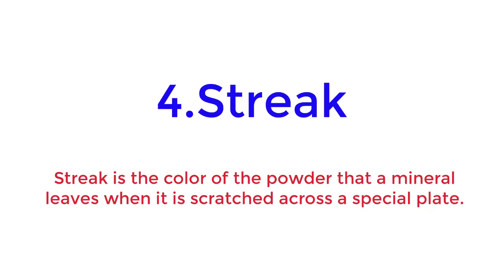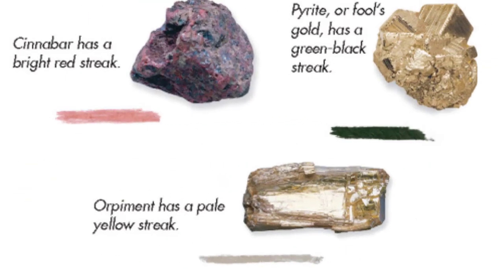What is streak? Streak is the color of the powder that a mineral leaves. In the previous lesson, when we made a hardness test, if you remember, we used minerals to scratch each one. If this scratching happens, you will find some powder form. What is the color of this powder? The color of powder is called streak. This streak can be used to identify the minerals. Not all minerals have the same streak.